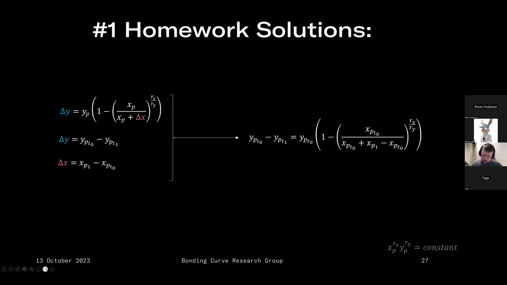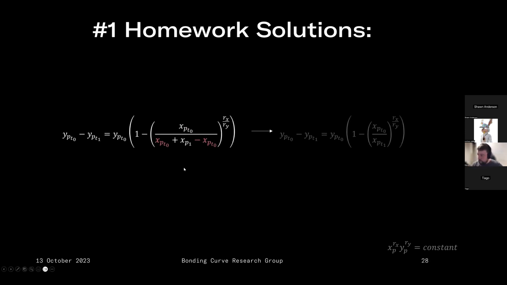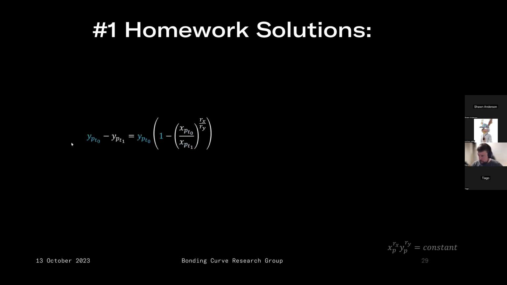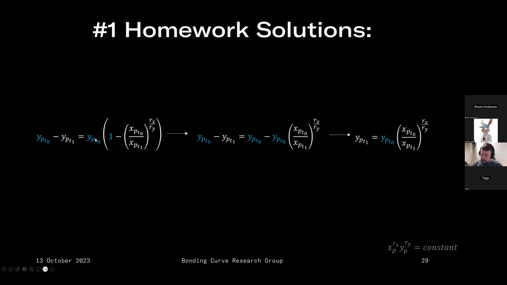And then after that, you can see that the XPT0 and negative XPT0 negate each other. So you can basically get rid of that, which simplifies down to here. And then after that, all we're going to do is factor out this YP at T0 and the part in parentheses, which brings us to this middle expression, which is just YPT0 minus something is equal to YPT0 minus something. So this means that YPT1 and whatever this is must be the same. And so we just set that equality.